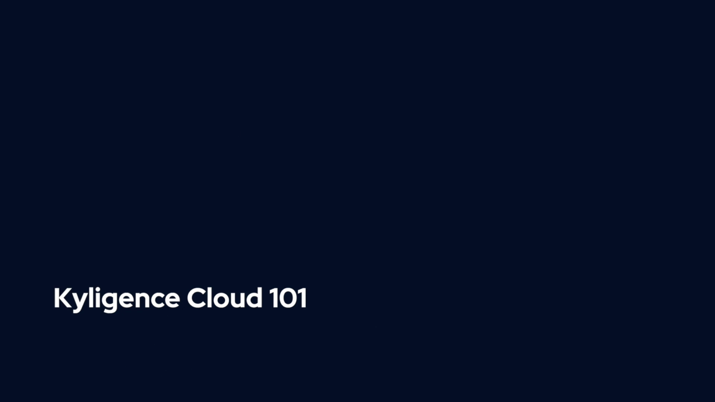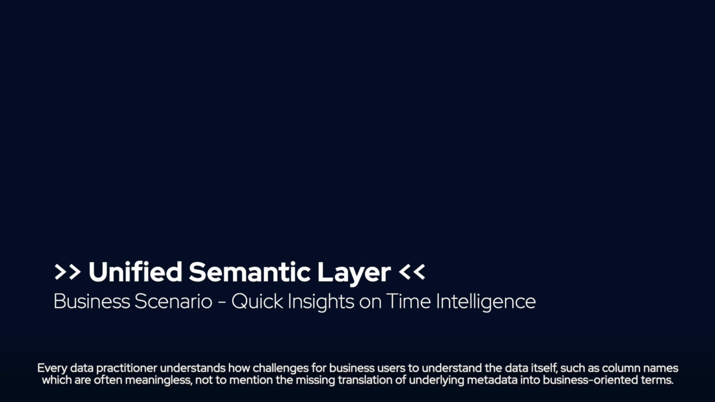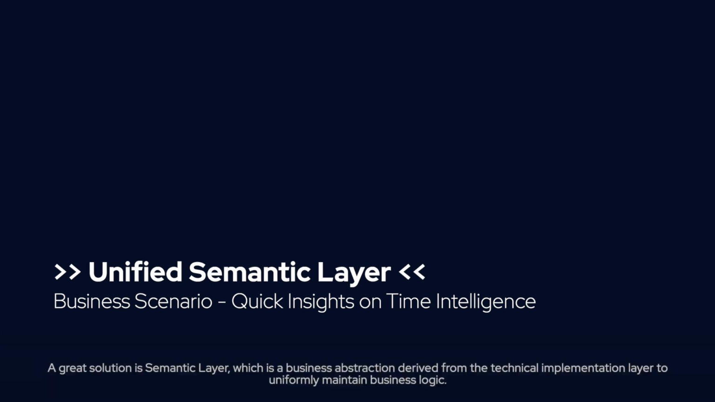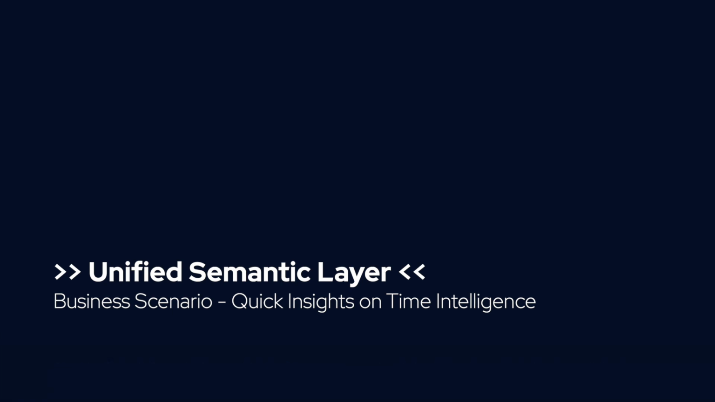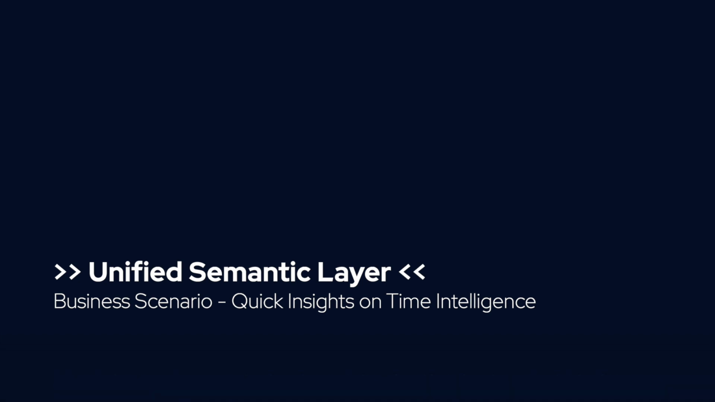Every data practitioner understands how challenging it is for business users to understand the data itself, such as column names which are often meaningless, not to mention the missing translation of underlying metadata into business-oriented terms. A great solution is the Semantic Layer, which is a business abstraction derived from the technical implementation layer to uniformly maintain business logic. It frees business users from concerning about the complexity and provides a clear picture of the underlying data source.